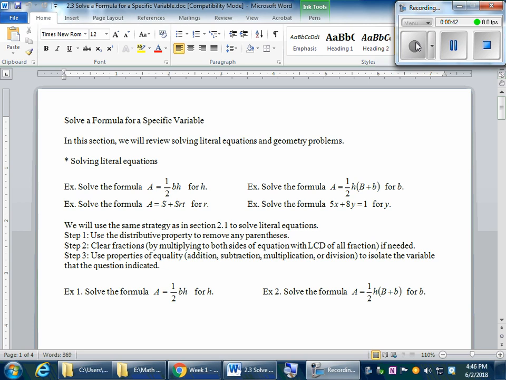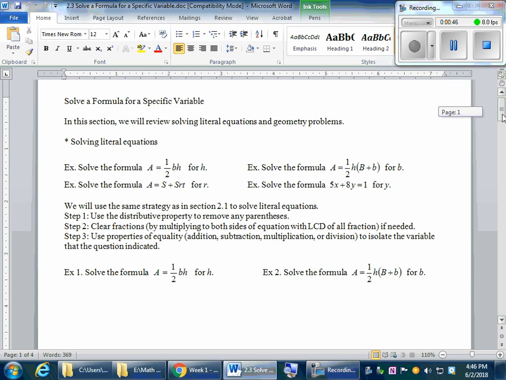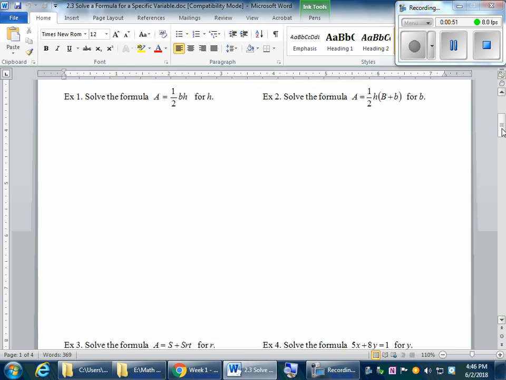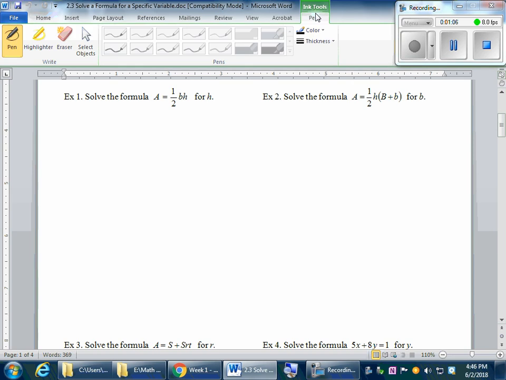So first, let's take a look at solving literal equations. Example 1. Solving this type of equation is the same thing as solving a linear equation. You just have to treat the variable that we are not solving for as a number. So for the first example, it asks you to solve for h, and probably you remember this is the formula for the area of a triangle. A is equal to 1/2 base times height.